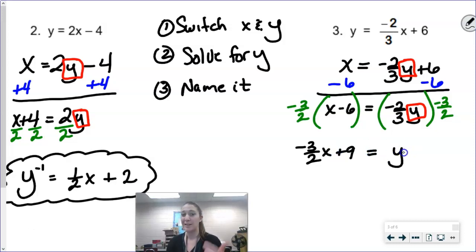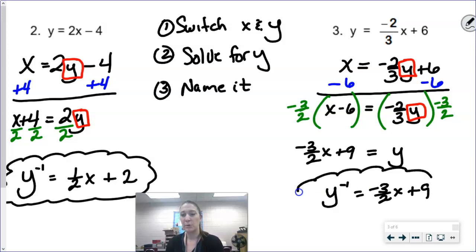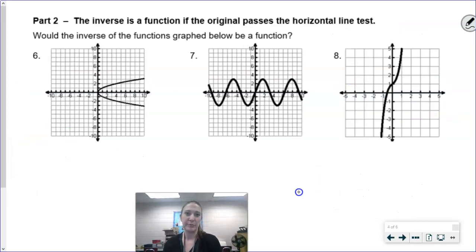Now, it's backwards, and I haven't done step 3 yet, which is name it properly. So the appropriate name is, instead of the original y, now it's y inverse is negative 3/2 x plus 9. So there he be. Not too bad, right?